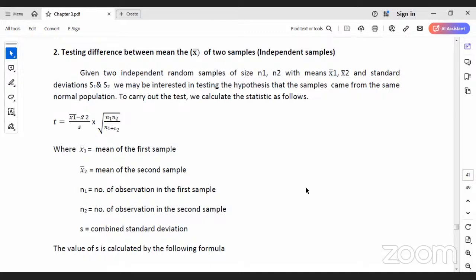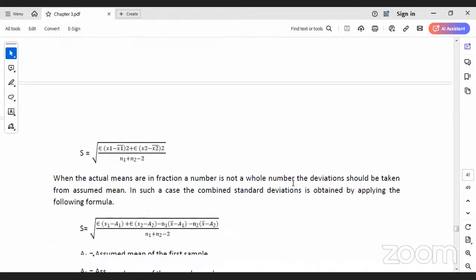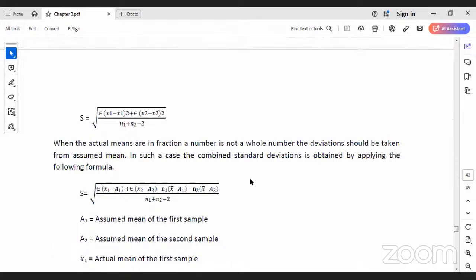To carry out the test, we can calculate the statistics as follows. That is, t is equal to x bar 1 minus x bar 2 by s into under root n1 into n2 by n1 plus n2. So these are the formulas.